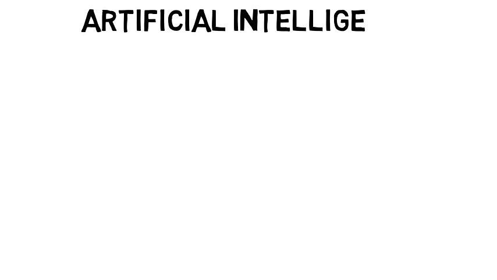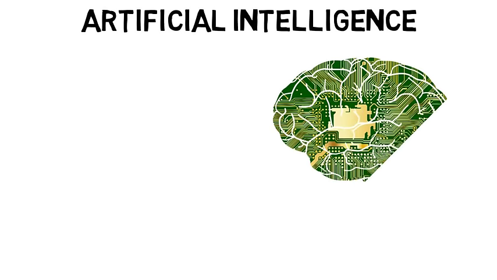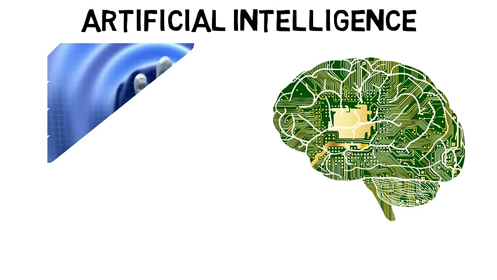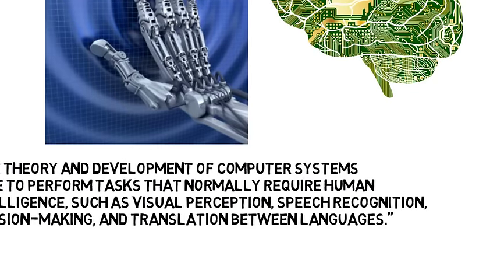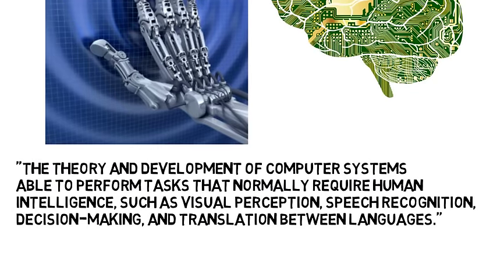This video is going to be about artificial intelligence, research being done, and how to get into this field for those who are looking into what to study in college. Now, what is artificial intelligence? The definition is the theory and development of computer systems able to perform tasks that normally require human intelligence, such as visual perception, speech recognition, decision making, and translation between languages.